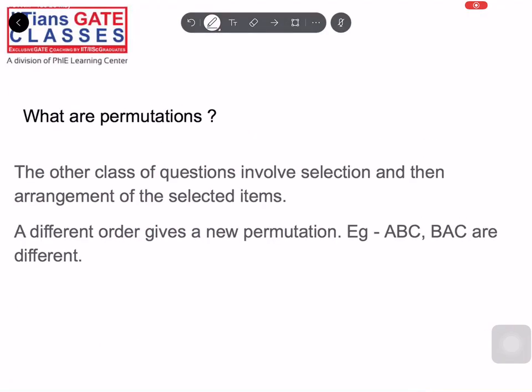The second class of question is where both selection and then arrangement are involved. And one other thing: since in permutation we talk about arrangements, ABC and BAC are two different ways. They are not the same. Let's say there are 3 students, A, B, and C, arranged on the first 3 chairs. Then ABC and BAC are two types of arrangements, and they are different when we talk about permutations.